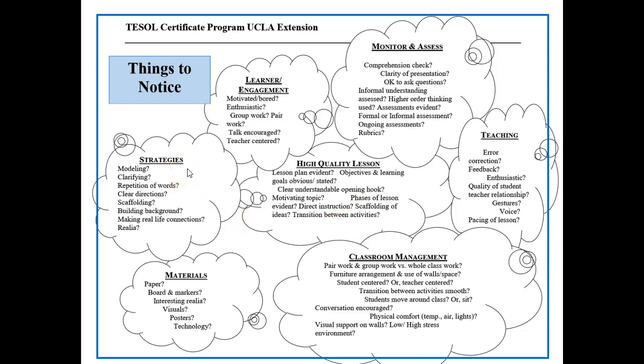Finally, over here, strategies. What strategies are being used? What teaching strategies? Does the teacher model what it is they need to do before they do it? Does the teacher clarify what needs to be done before students are put into a group or partner work? Do the students repeat the words after the teacher for clarity and repetition? Are the directions clear? Do you understand what to do? Because if you don't understand what to do, surely those students don't. Has there been scaffolding and building of background? Is the teacher making real life connections and using realia, or real objects? If they're talking about bananas and oranges, do they hold up a banana and orange?